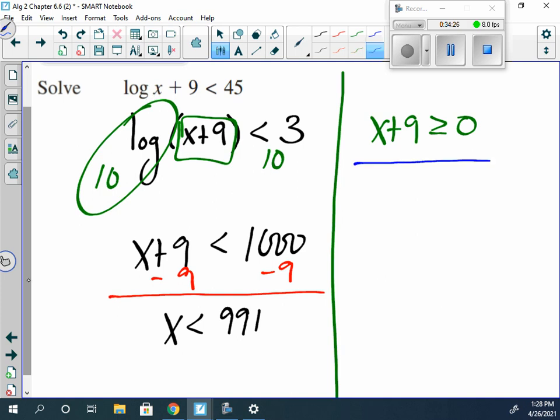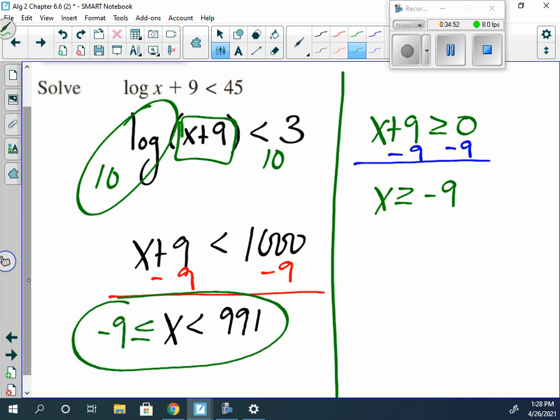Now this time it's not just x is greater than or equal to 0. We do need to solve. So we can subtract 9 from both sides, which tells me that x has to be greater than or equal to negative 9. Because if I plug negative 9 into this, well, negative 9 plus 9 is 0. We can have 0 inside the log. So for this here, any numbers between negative 9 and 991 will be true for this here.